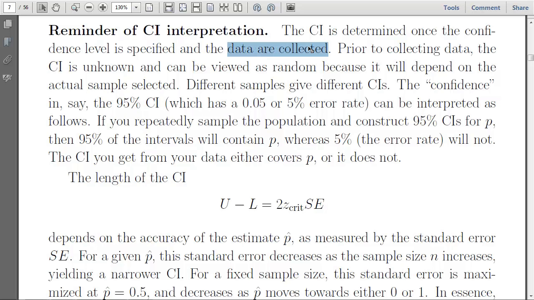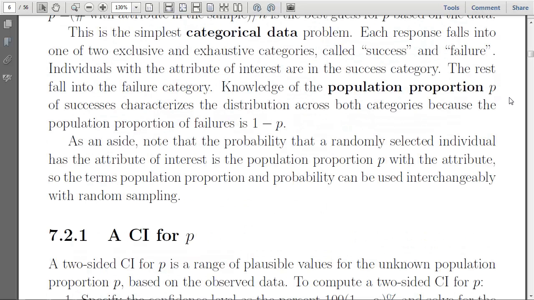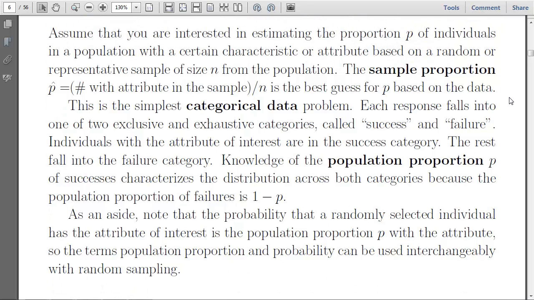Keep in mind here the randomness is actually the data collection process. Everything else is fixed. So prior to collecting the data, the confidence interval is unknown and can be viewed as random. So it's the interval that's random. Maybe just as a quick point here, in the statistics that we're learning, the population proportion p is a fixed number. That's a true number in nature, but it's unknown.